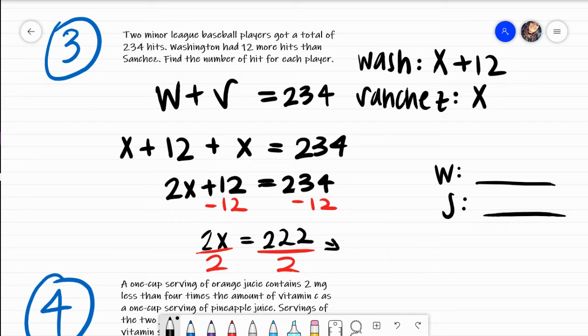Y'all are okay with it? I'm going to kind of move this way. Okay, so on that left-hand side, y'all, that goes away, right? I just have my x. On the right-hand side, I have 111. So in a way, yes, I did solve a part of this problem, right?